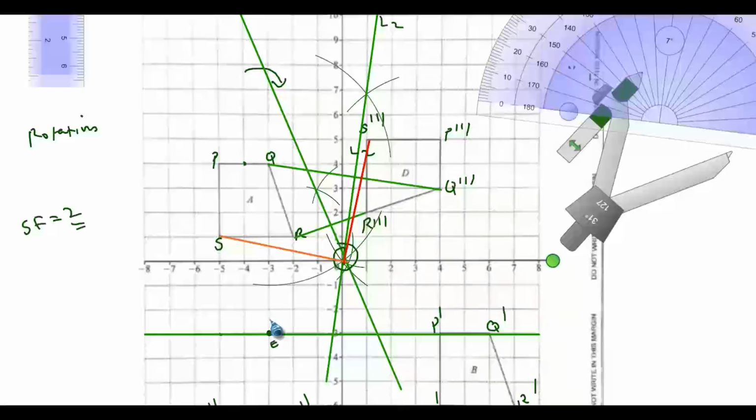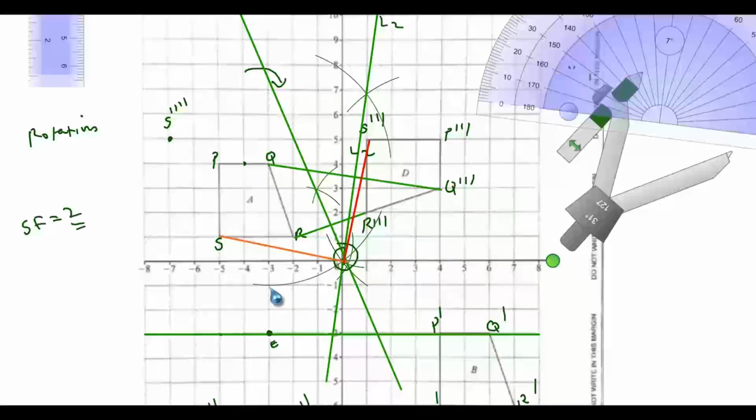From here you have 1, 2, 3, 4, 1, 2. So let's double it: 1, 2, 3, 4, 1, 2. So it will be here. That will be the new point S prime, prime, prime, prime. So that is x equals -7 and y equals 5. That's the point there.